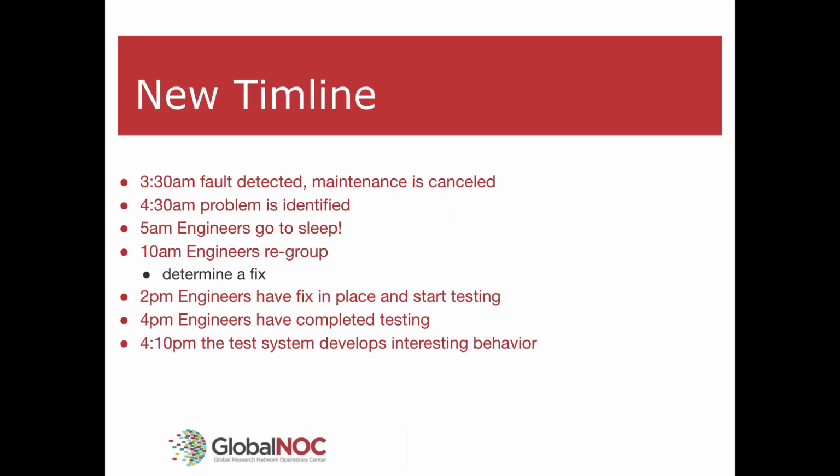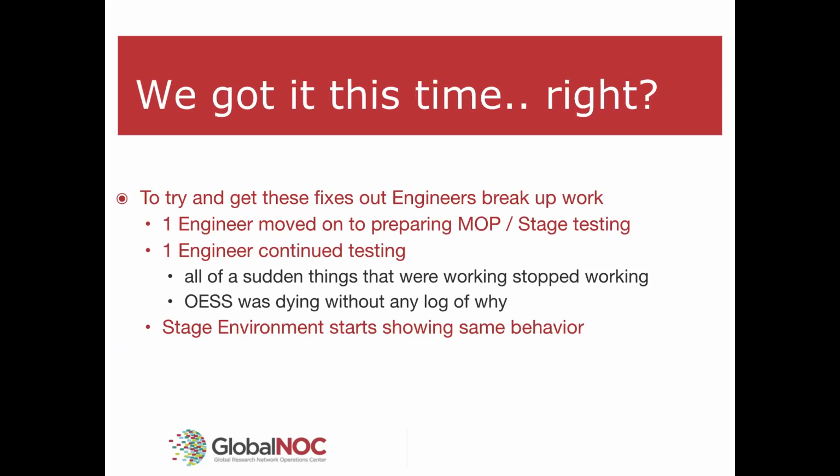So, here's the timeline again. At 3:30, we figure out there's a problem and cancel the maintenance. At 4:30, the problem's identified. At 5, we go back to sleep because it's been a long day at this point. At 10 a.m., we regroup and determine a fix. We've got a fix in place. At 4 p.m., we're testing, and everything looks good to go. And then at 4:10, everything just comes to a halt.